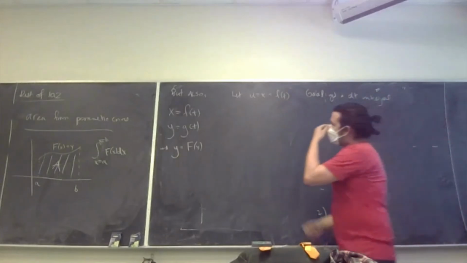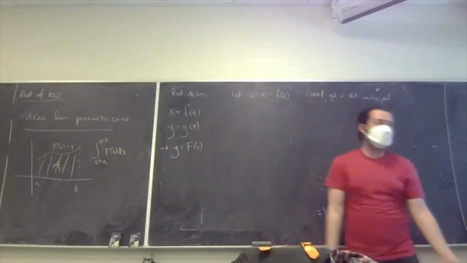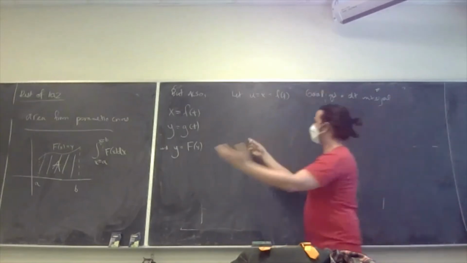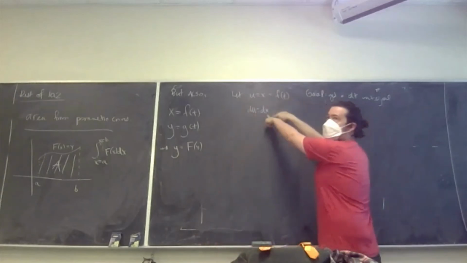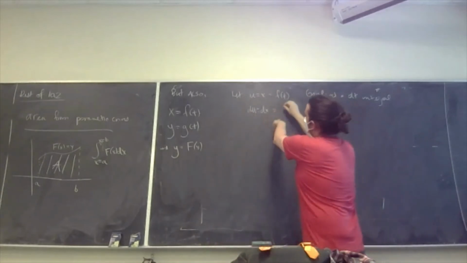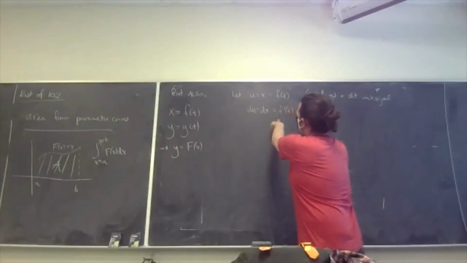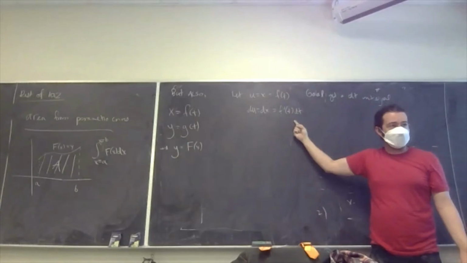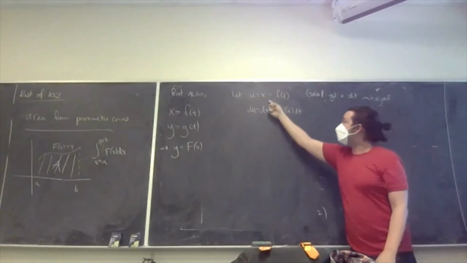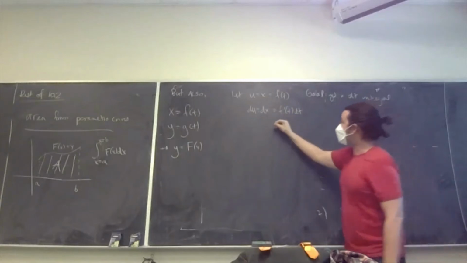Well, what u substitution says is, after you compute u, you have to compute du. Well, du is dx, but I have another expression for dx. It's f prime of t dt. That's the way you do this when you do u substitution, right? The derivative times whatever the variable is. This is the chain rule.